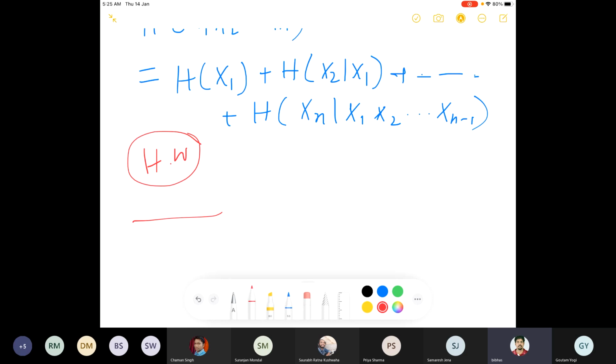Okay. And here what we did is based only on random variables. And there will be a situation where some information processing is happening.